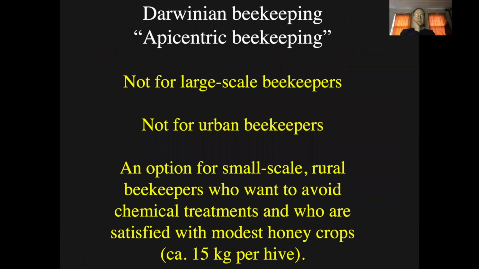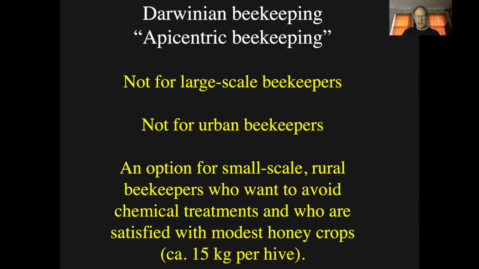So with that as background, let's look at what I mean by Darwinian beekeeping, or apicentric beekeeping. How does it work? What are the ideas here? One thing I want to stress at the beginning is that I don't have all the answers on this yet. It's a work in progress. A lot of people are working on how we can adjust our beekeeping to make it more bee-friendly. Another thing I want to stress is that Darwinian beekeeping is not for large-scale beekeepers. It's not for urban beekeepers.